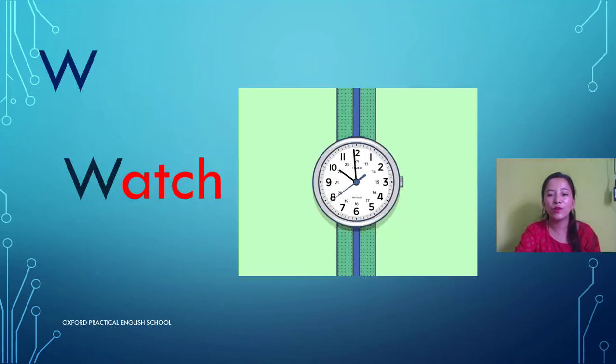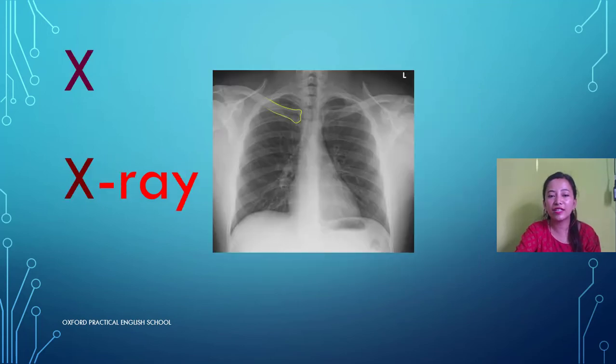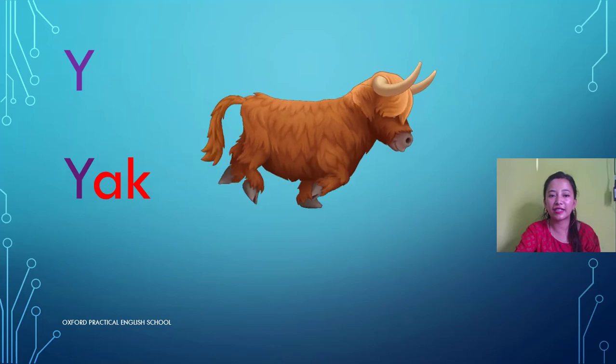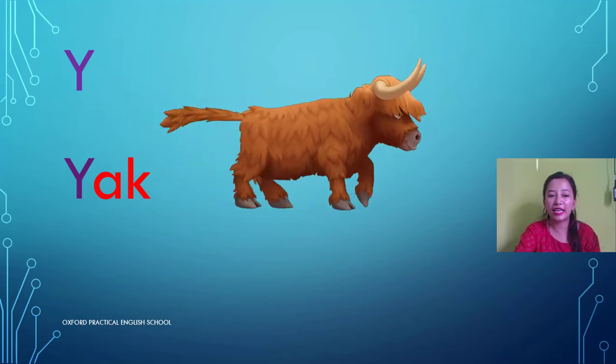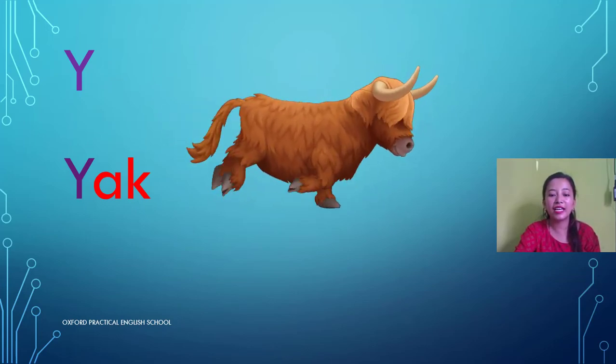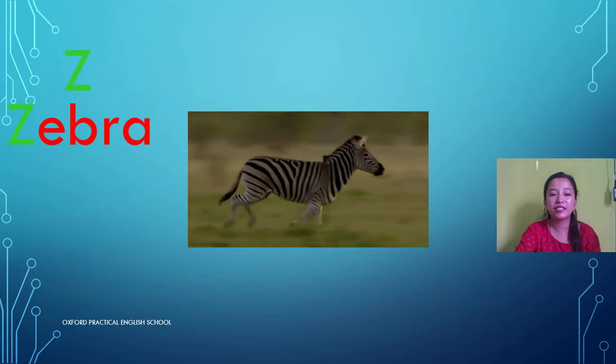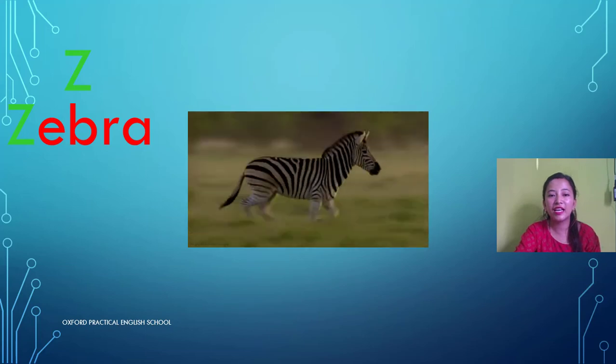W for watch. W A T C H, watch. X for x-ray. X R A Y, x-ray. Y for yak. Y A K, yak. Z for zebra. Z E B R A, zebra.